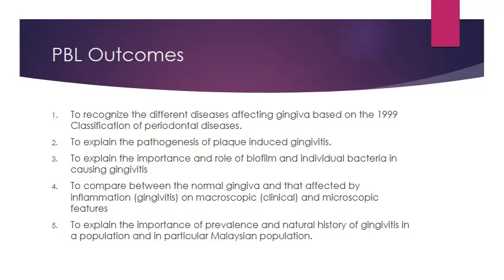This slide shows you the outcomes to be achieved by this PBL and involves: 1. To recognize the different diseases affecting the gingiva, to explain the pathogenesis of gingivitis, to explain the importance and role of biofilm and individual bacteria in causing gingivitis, to compare between normal gingiva and inflamed gingiva, to explain the importance of prevalence and natural history of gingivitis in a population, and in particular the Malaysian population.